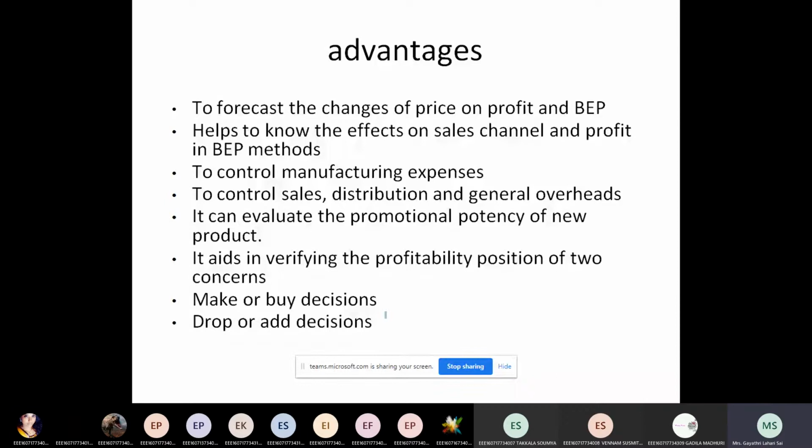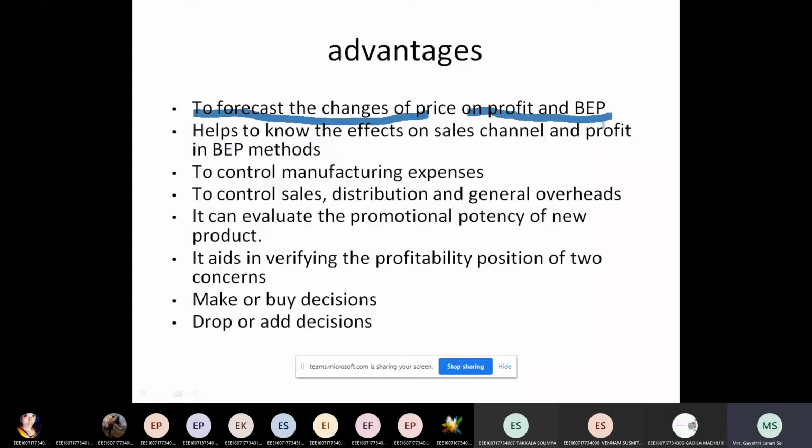So now comes an advantage. What is the use of this break even analysis? First, to forecast the effect of changes in price on profit and break even point. So you can easily see where you can reach the profit. By this graph you can understand where you are now, and what changes to the price are needed to reach this break even point.